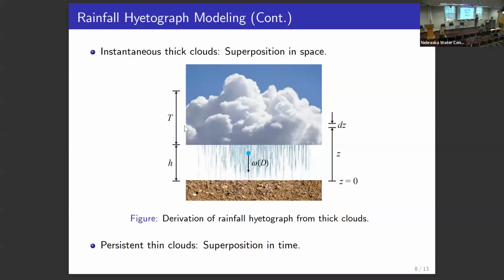Here is the persistent case. This one is for space: we can divide it into many small, thin layers.